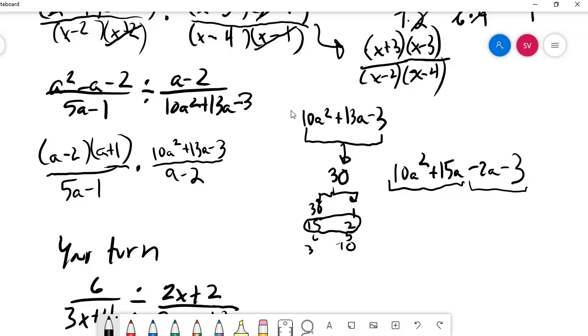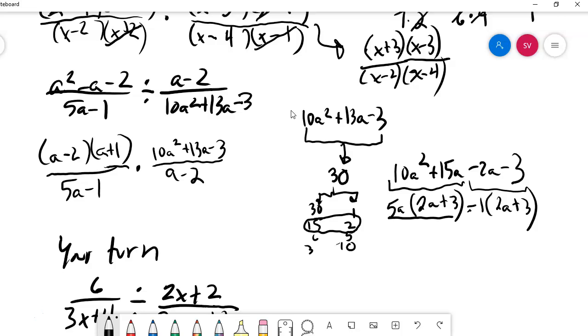So what's common between 10a squared and 15a? Looks like it's a 5a. I'm left with 2a plus 3. 5a and 2a is 10a squared. 5a times 3 is 15a. Looks like I could factor out a minus 1. I'm left with 2a plus 3.